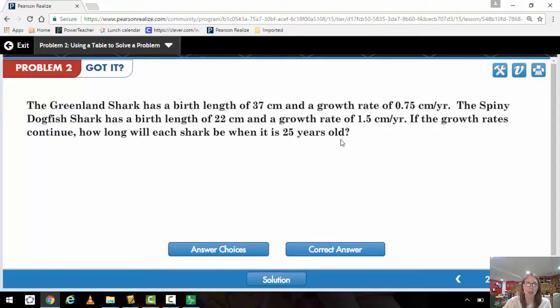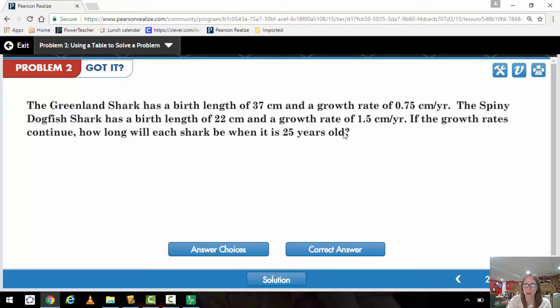The Greenland shark has a birth length of 37 centimeters and a growth rate of 0.75 centimeters per year. The spiny dogfish shark has a birth length of 22 centimeters and a growth rate of 1.5 centimeters per year. If the growth rates continue, how long will each shark be when it's 25 years old?